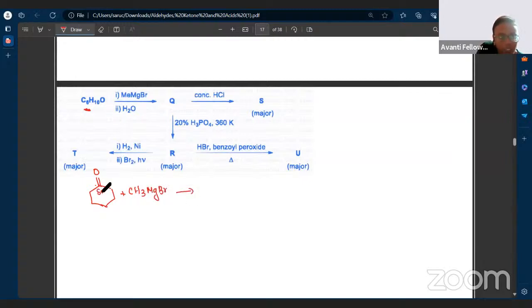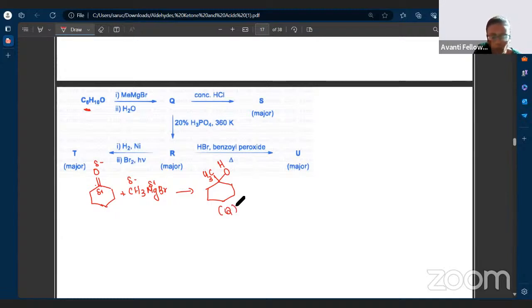So here you'll have a positive, negative, positive, negative. So what you'll be getting is CH3 and MgBr. Okay, so this we have done already, the Grignard reagent. Same reaction, and then you're doing hydrolysis. So you'll be getting hydrogen, and MgBrOH will move out. It will move out. So you'll be getting OH. So this is your Q.